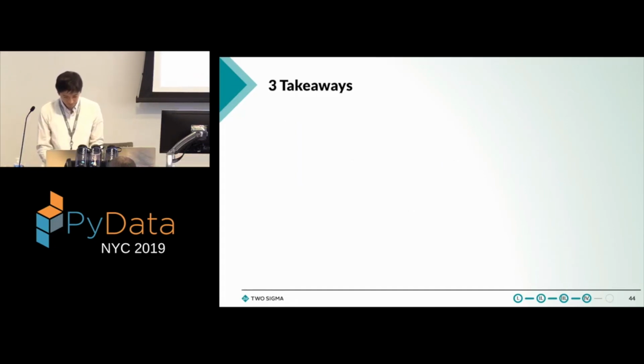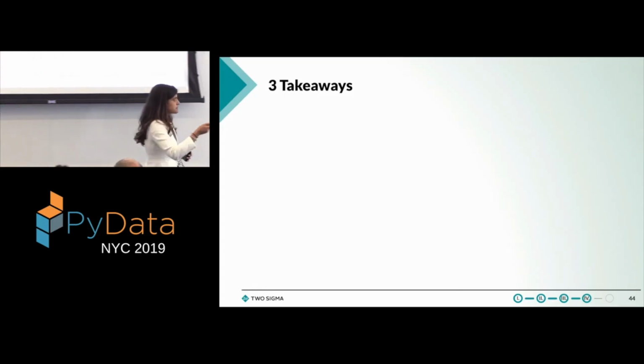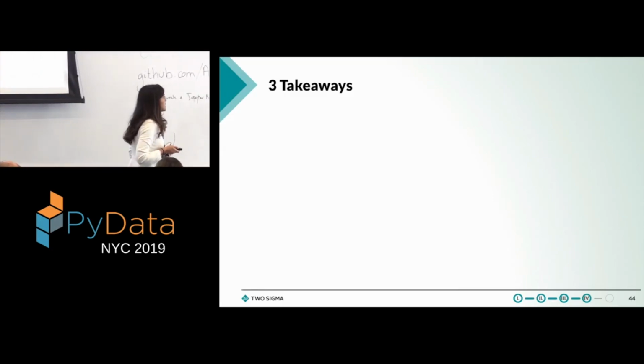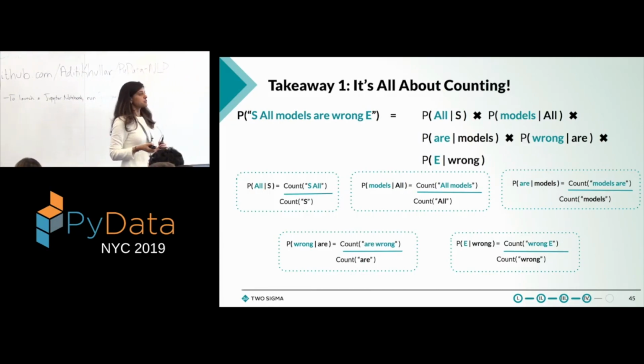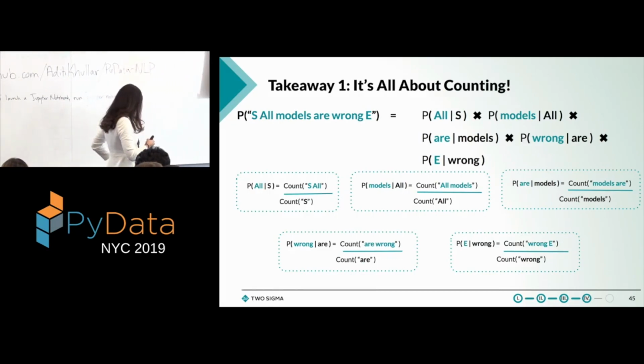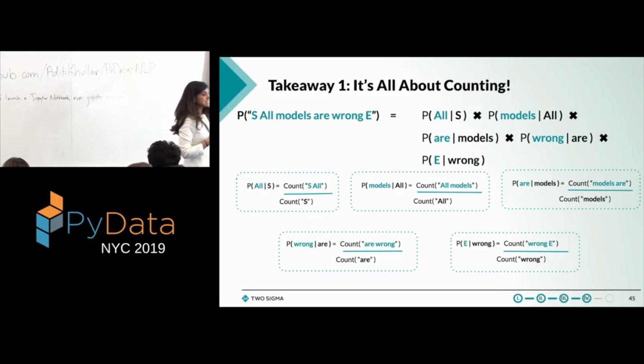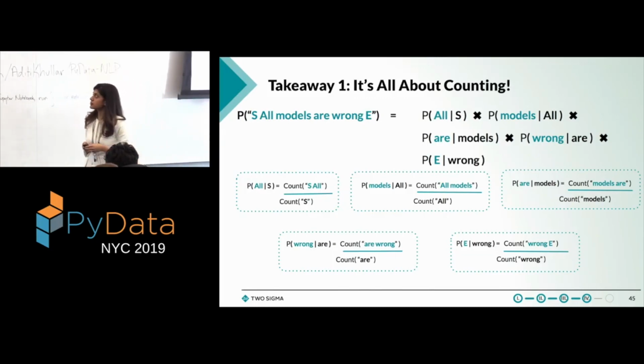we have 3 main takeaways from this exercise, and something that I was just talking about. Number 1, a language model is essentially all about counting. For the formula that you're seeing here, which we generated using the 3 tricks, all of these parts come down to doing these counts from the corpus that you submitted into the language model.